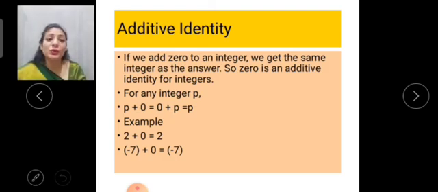Example, 2 plus 0 is equal to 2. Minus 7 plus 0 will be equal to minus 7.